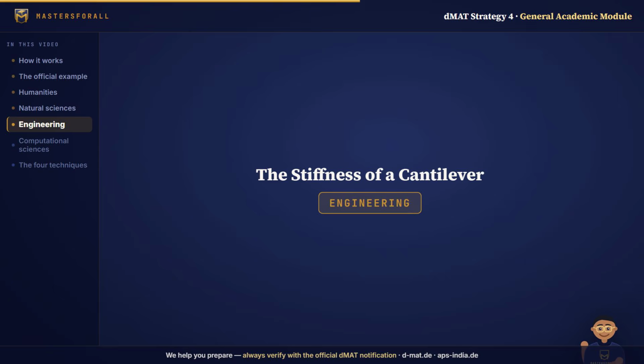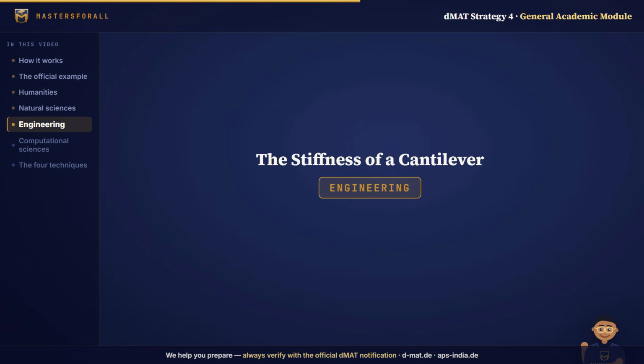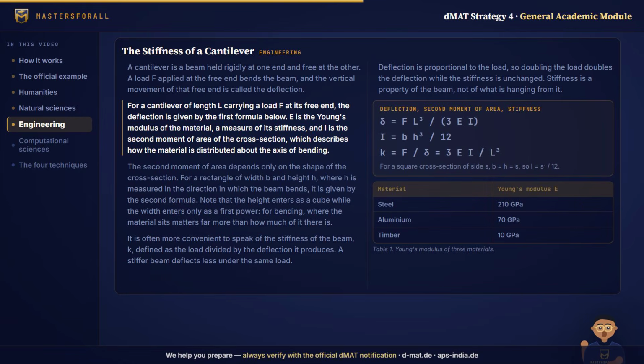Text 3. Subject area, engineering. The stiffness of a cantilever, a beam clamped at one end with a weight on the other. I picked it because it contains 2 cubes that fight each other. Deflection is how far the free end drops under load. E is Young's modulus about the material. I is the second moment of area about the shape. Material and shape kept separate. And that separation is why these questions are answerable.